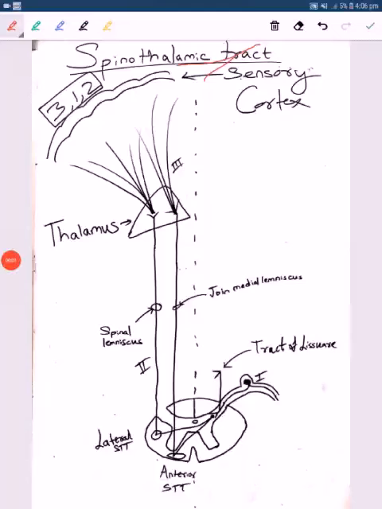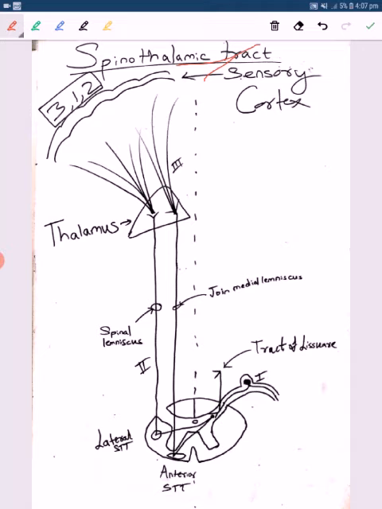Hello guys, today we are going to see how sensations such as pain, temperature, crude touch and pressure are perceived by the human body. So there is a particular tract for those sensations that is called the spinothalamic tract. It starts from the spinal cord and ends in the cortex, and thalamus is a major relay junction, hence the name spinothalamic tract.